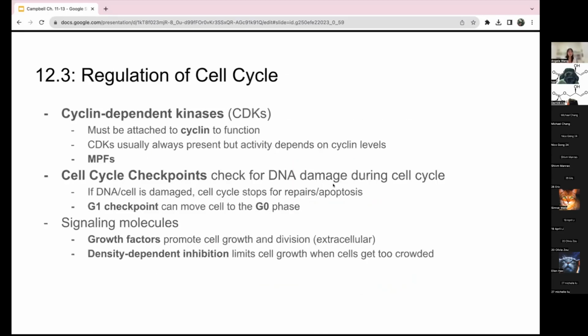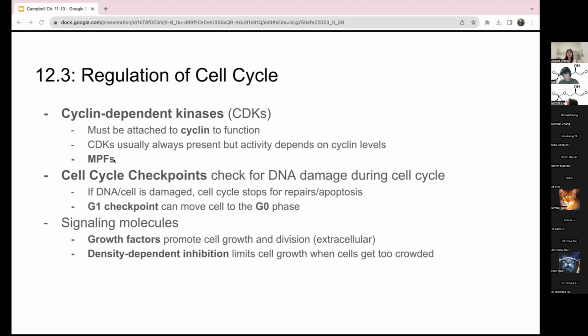Okay. To ensure that the cell cycle doesn't go crazy and keep the cells replicating for too long and cause cancer, the cell cycle regulators help keep the cells in check. So one type of regulating molecule is the cyclin-dependent kinase. To function, these kinases must be attached to cyclin. These cyclin-dependent kinases are always present but are only activated by cyclin. An example of a cyclin-dependent kinase is the maturation promoting factor, or MPF.